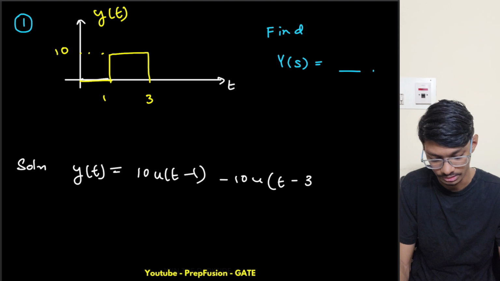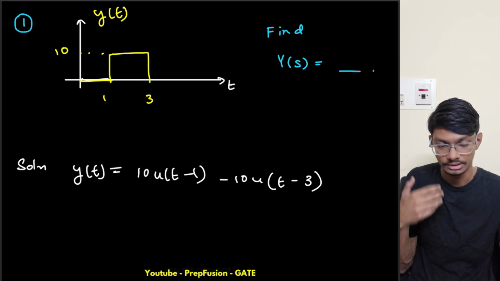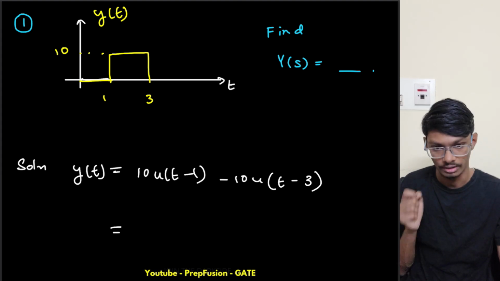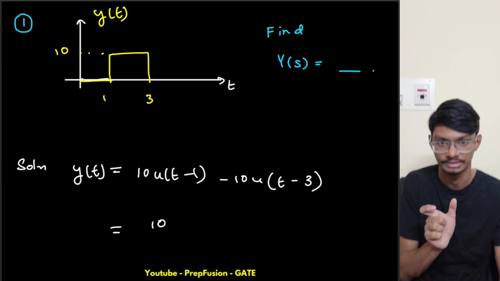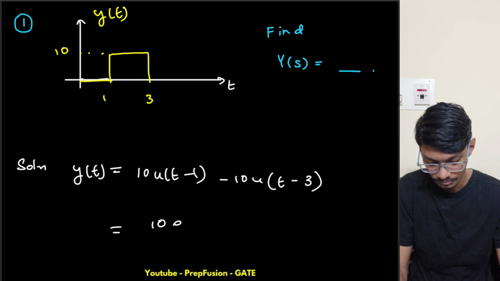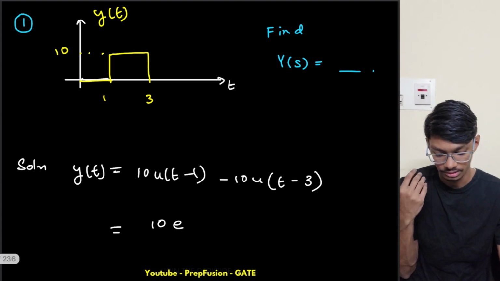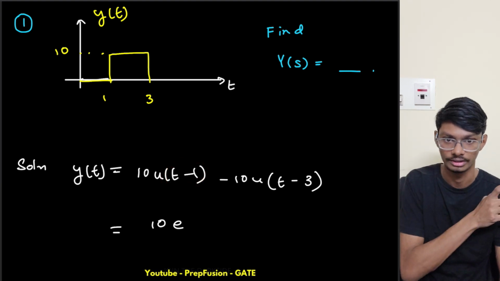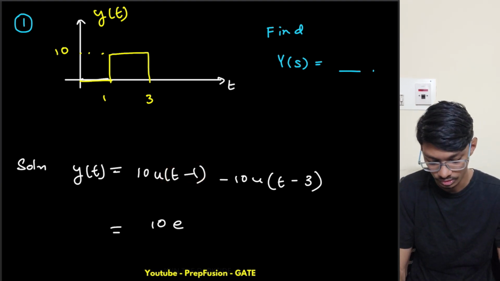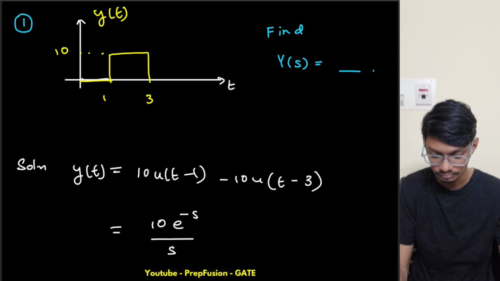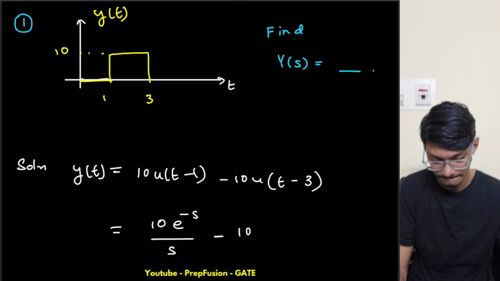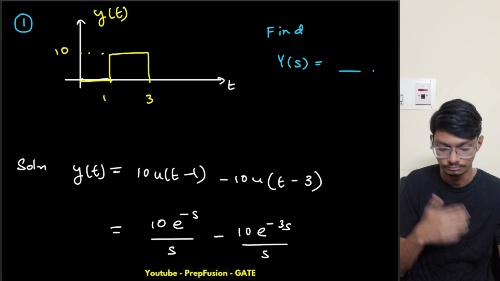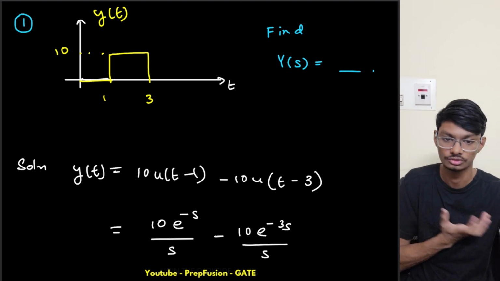I hope you're understanding this. So this is the expression in the time domain. So how do we convert this into Laplace? This is simple. I've already explained the formulas, so I hope you're remembering, right? This is just a revision for you. The Laplace transform of a unit step is 1 by s, but as it is shifted by 1, it will be e to the power minus s divided by s, then minus e to the power minus 3s divided by s, right? So yeah, this is the solution for this question.